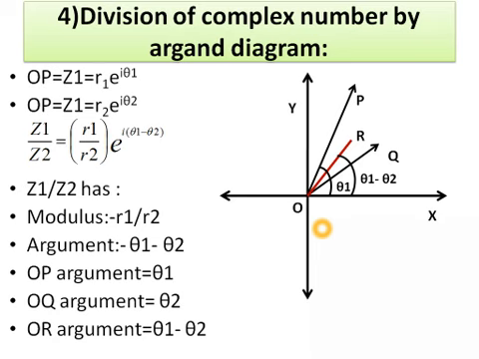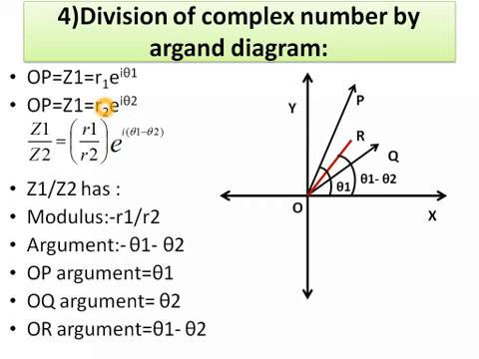The division of a complex number is also easily understood by considering the concept of the Argand diagram. For the same, we have vector OP, represented here as Z1, with modulus R1. It makes an angle of θ1, and we have represented this Z1 in exponential form. Similarly, OQ is Z2, equal to R2 into e to the power i θ2.